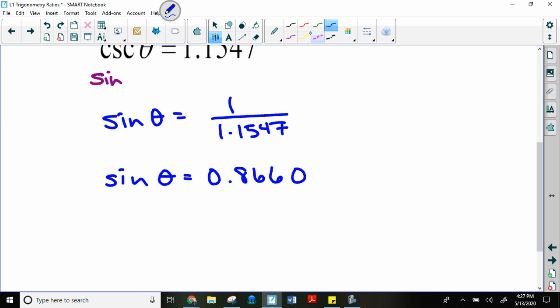Now you just undo the sine, because we've got a sine button on our calculator. We don't have a cosecant button on our calculator. So if we undo sine, all we're left with on this side is theta. Let's do second sine of 0.8660, 59.997, 60 degrees. Perfect.